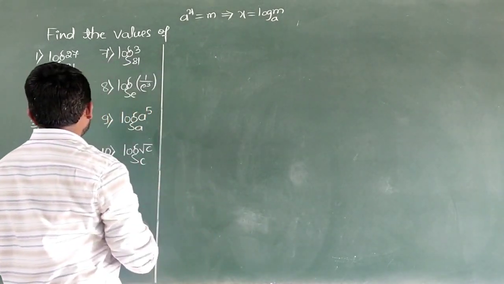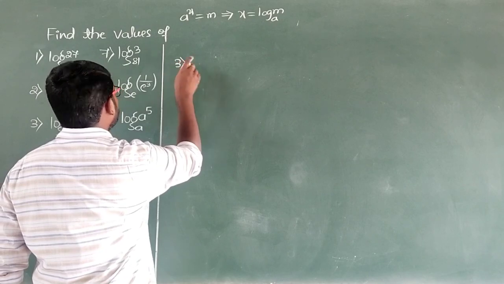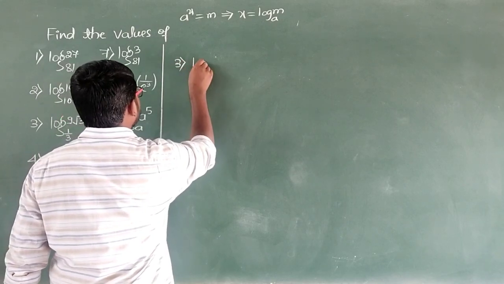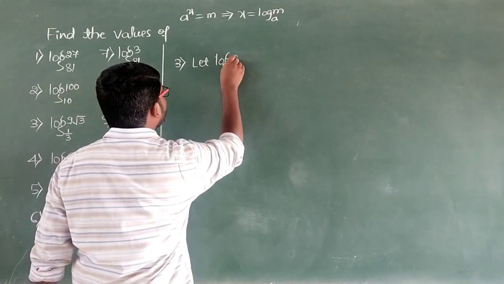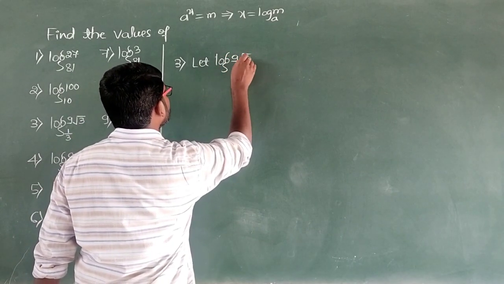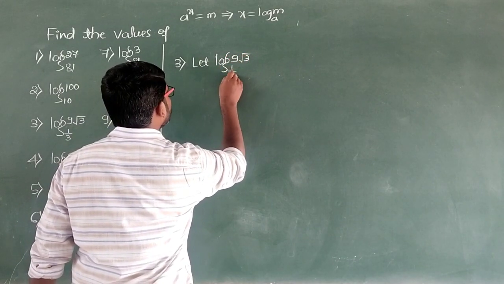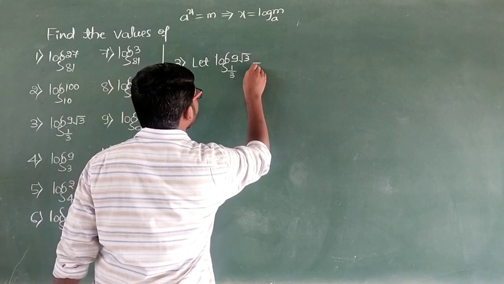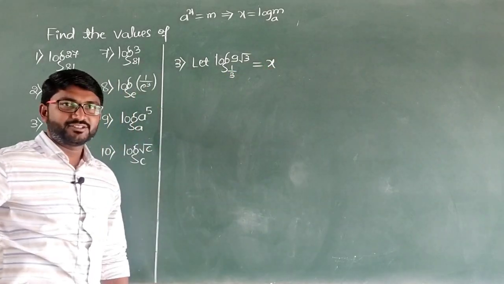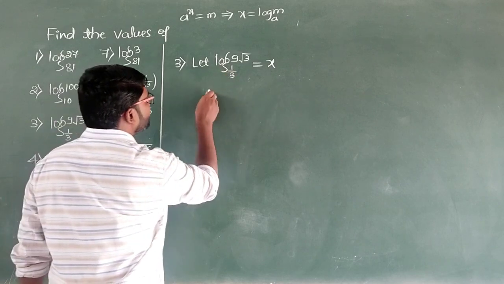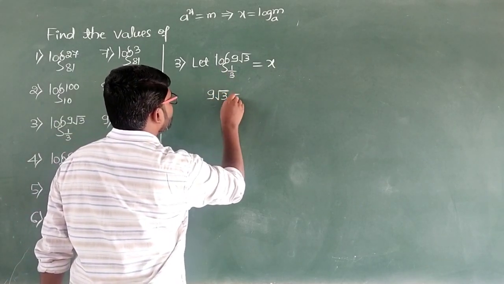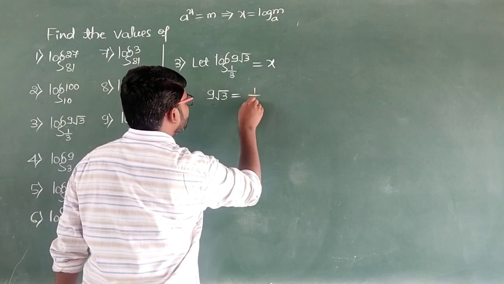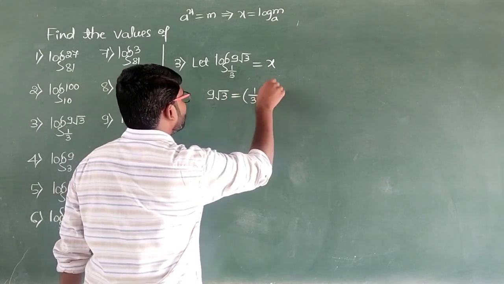So question number 3, let log 9 root 3 to the base 1 by 3 equal x. So now 9 times root 3, I'll be writing it as it is. Then this becomes 1 by 3 to the power x.